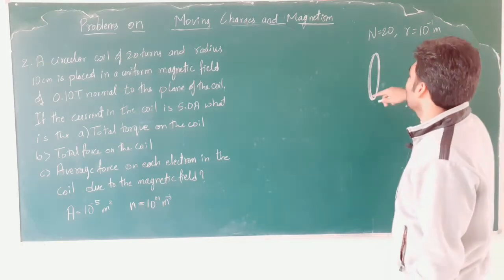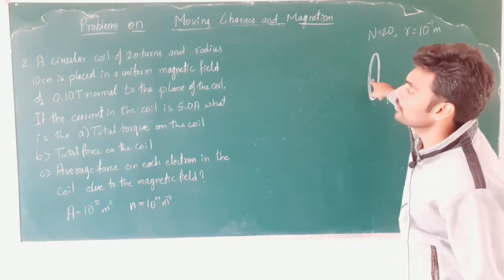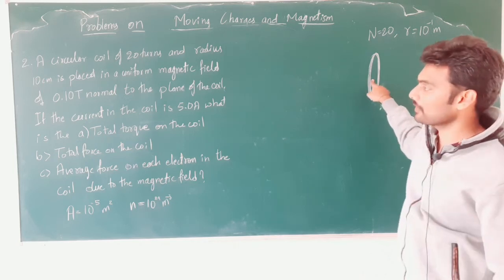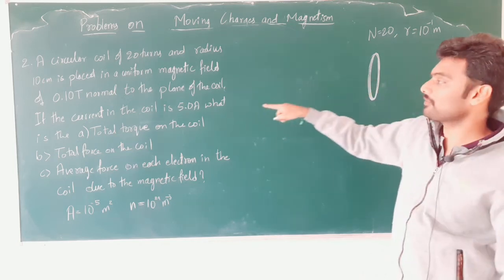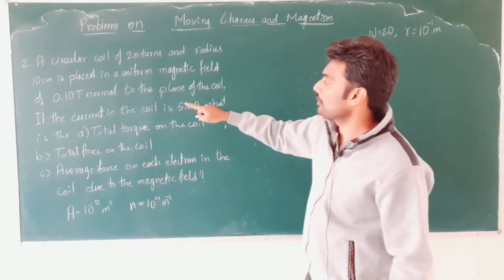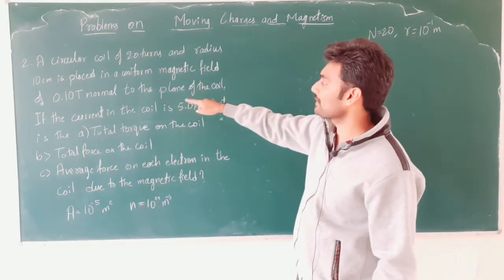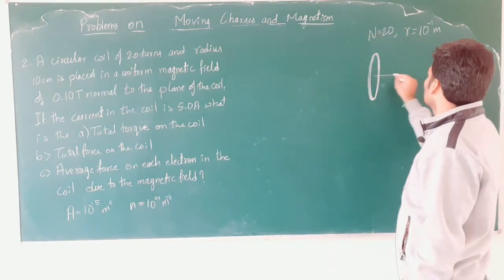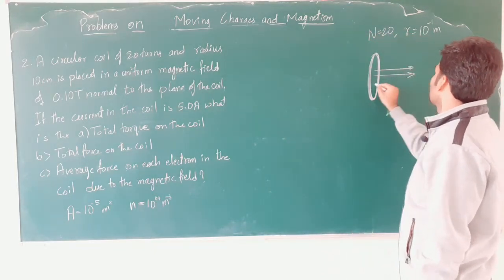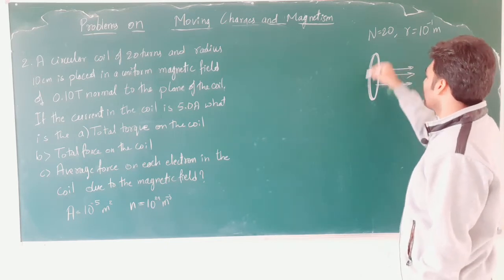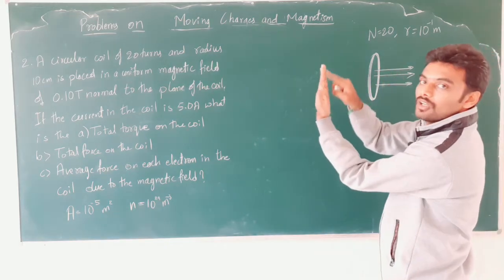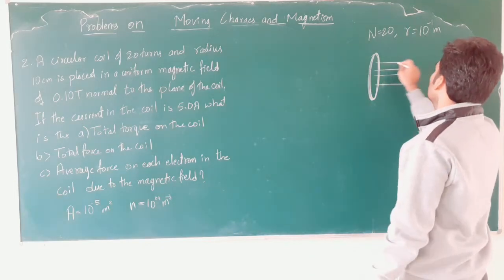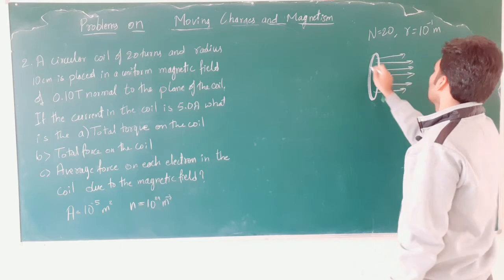So, this coil is placed in a uniform magnetic field of 0.1 Tesla in such a way that the direction of magnetic field is normal to the plane of the coil. See, this is how the magnetic field is normal to the plane of the coil. If this is the plane of the coil, this is how the field lines are, normal to the plane of the coil.